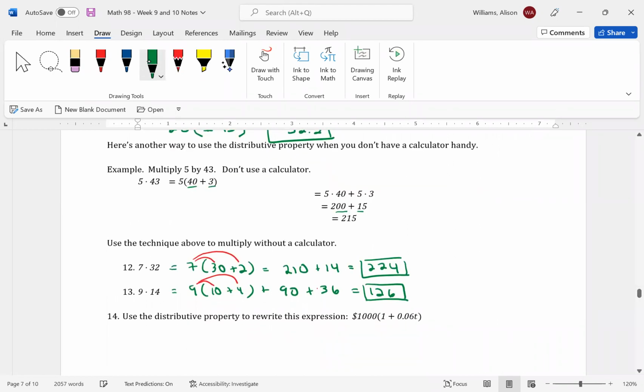Let's use the distributive property to rewrite this expression. So we're going to take 1,000 and times it by 1, which is just 1,000. And then 1,000 times 0.06. Now, you can grab your calculator to do that, or technically, whenever you're multiplying a decimal by tens and multiples of tens like this, like 10 to the third power, sorry, I should have said powers of 10, you could move the decimal. But grab your calculator if you're not sure, do 1,000 times 0.06, and you're going to come up with 60. And since there's a t, 60t. And there we go.